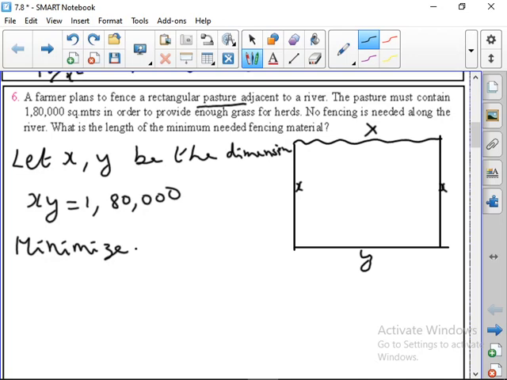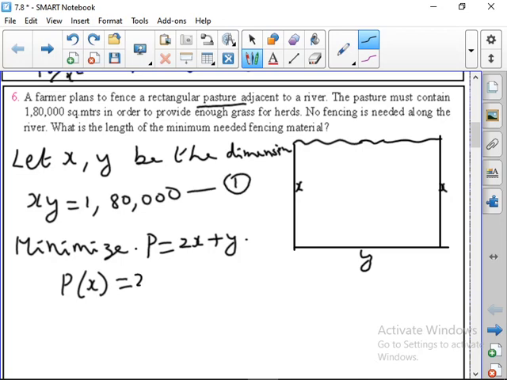Okay, so we have to minimize the perimeter. So here what is the perimeter? 2x plus y is the perimeter. Why? Because fencing is not needed on that one side, so 2x plus y. Okay, so now what is P of x? For P of x we have to remove y. So take this as 1. Then 2x plus, from here y can be written as 1,80,000 by x.